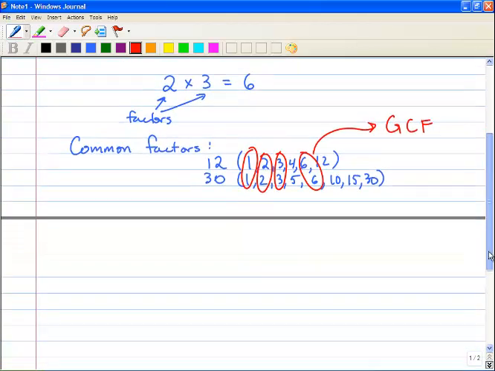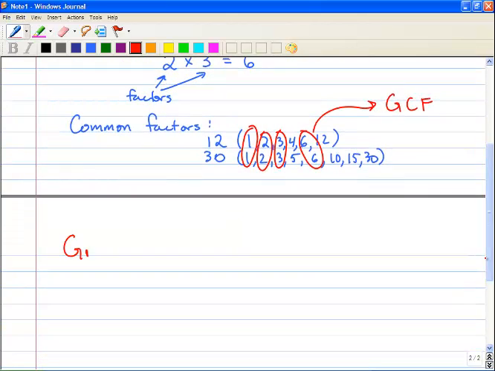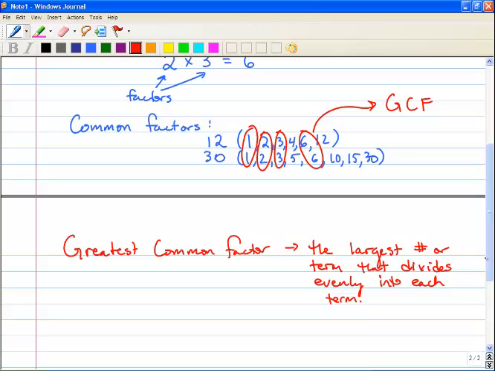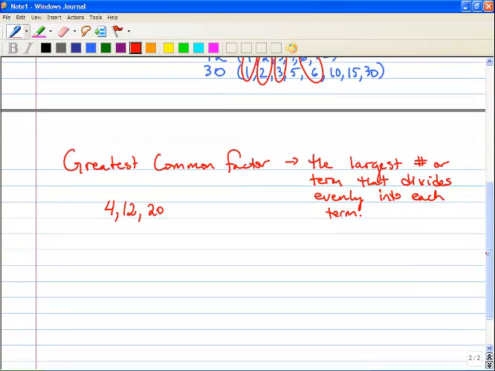So our greatest common factor is the largest number or term that divides evenly into each term. All right, let's check it out. So what's the greatest common factor between 4, 12, and 20? Well, we ask ourselves, what makes up 4, 12, and 20? And then what's common between those?